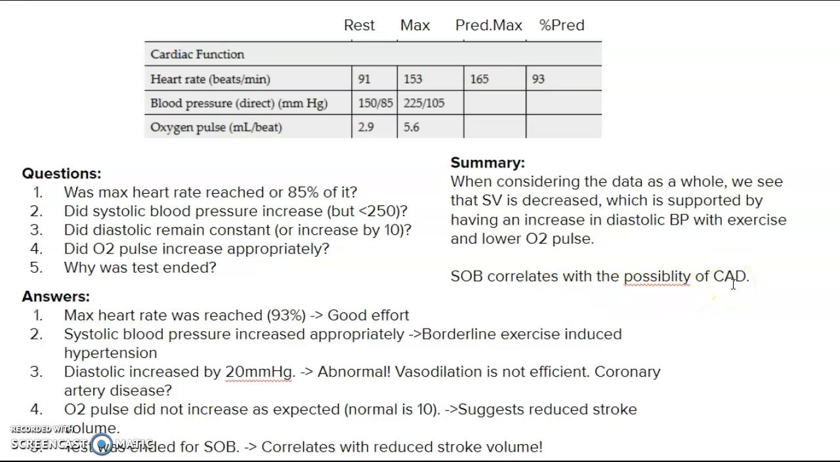We know the stroke volume is decreased. We have some support for that. And then shortness of breath is why the test was ended. So this would be the most logical conclusion when we're only looking at the cardiac evaluation.